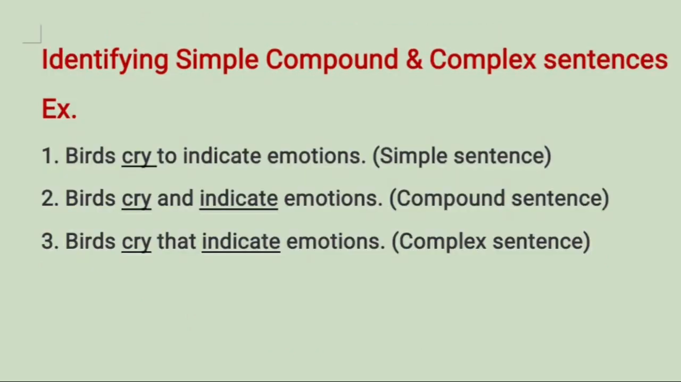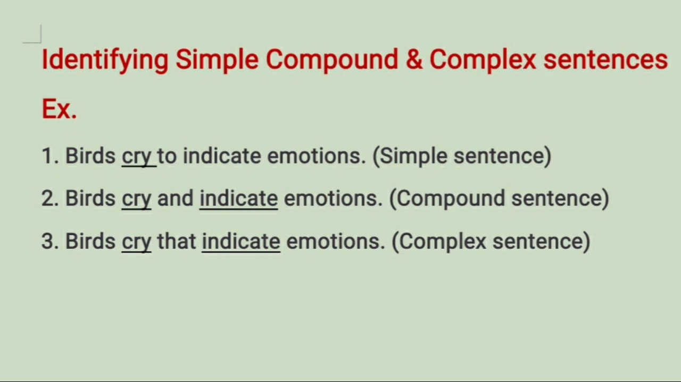Now see the examples. Birds cry to indicate emotions. This is an example of simple sentence. In this example, cry is the finite verb. To indicate is a non-finite verb. In this example, there is only one finite verb and there is a subject. So this is a simple sentence.